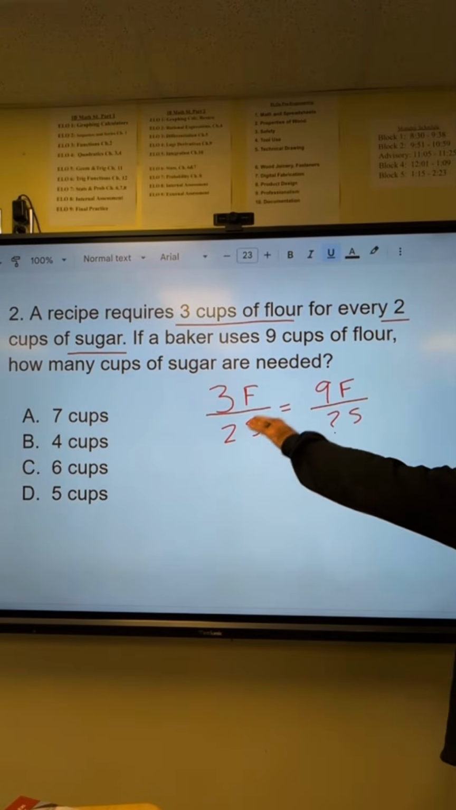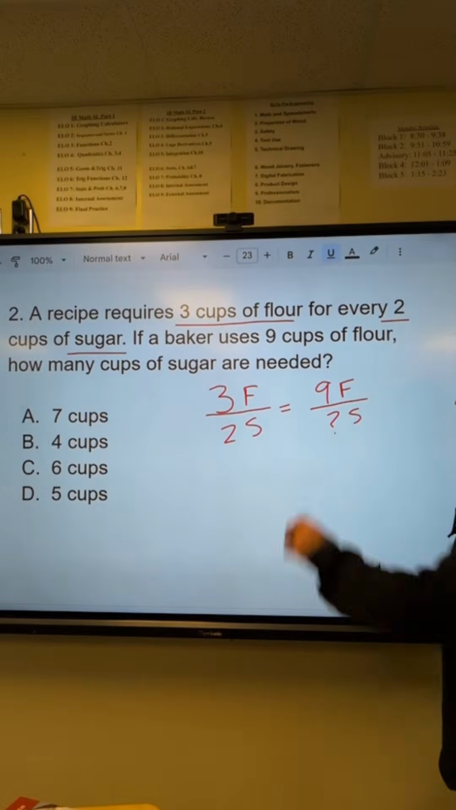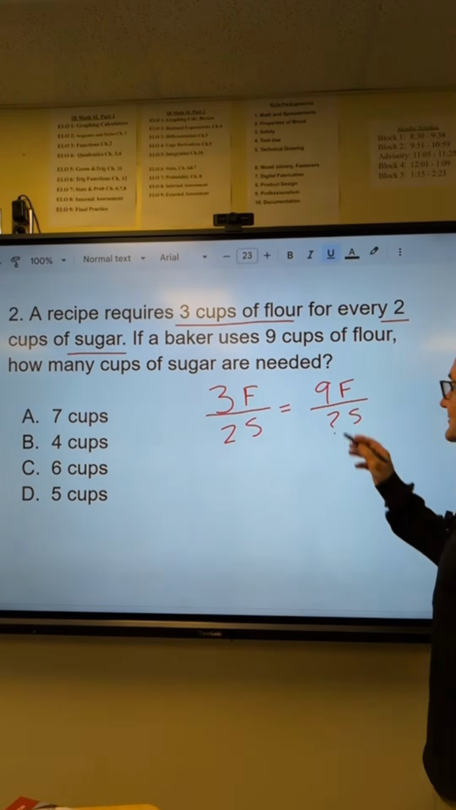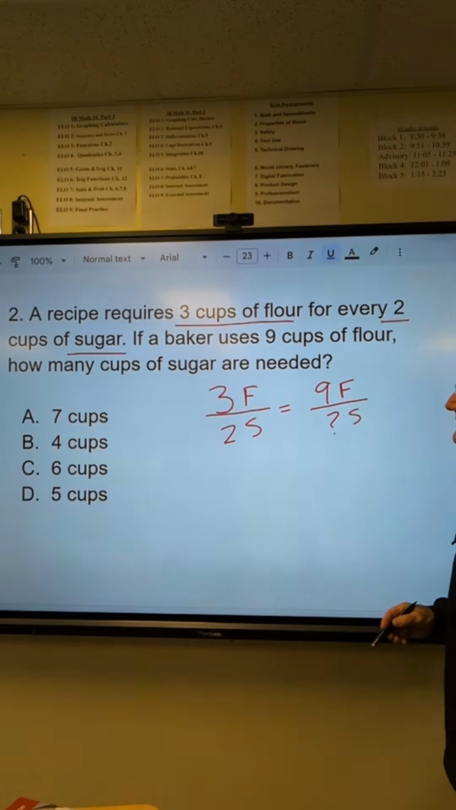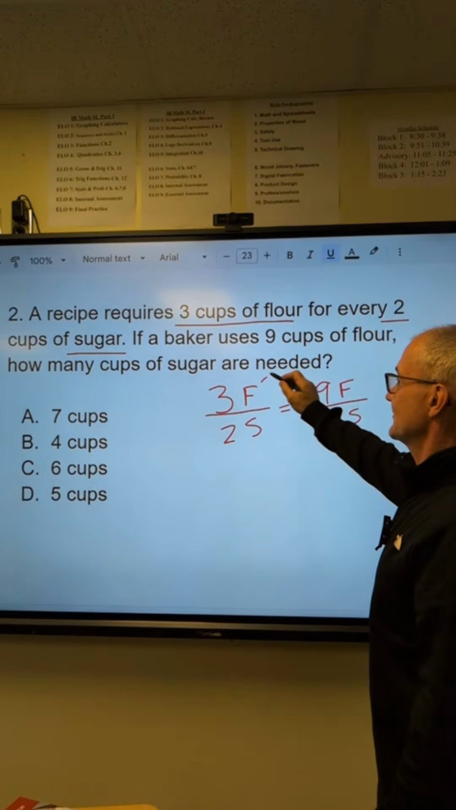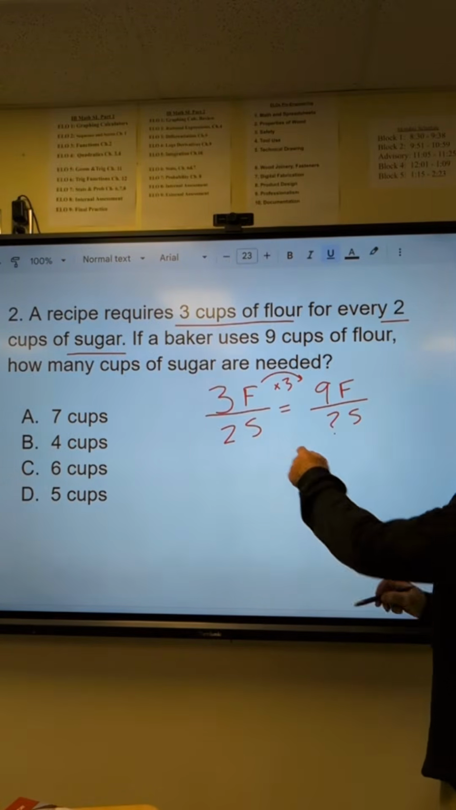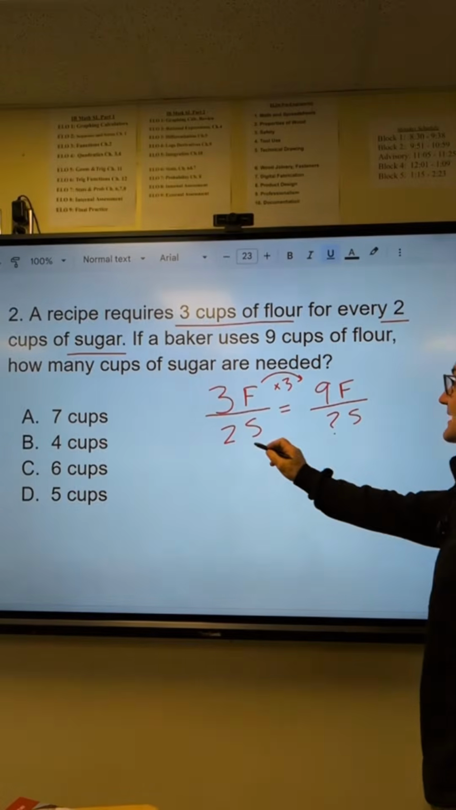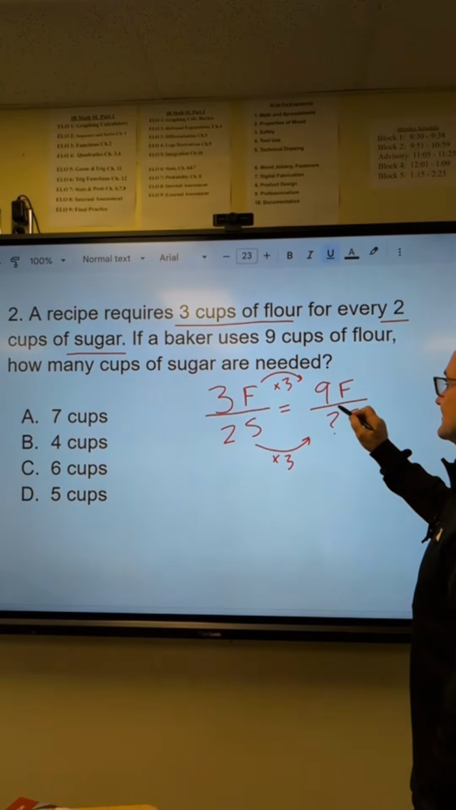So I have a ratio equal to a ratio. That's a proportion. I could cross multiply. This is my unknown. I could call it a question mark, or I could call it x. I could say 3x equals 18. The other way I could do it too is say 3 times what equals 9. 3 times 3 equals 9. If I multiply this by 3, I have to multiply this by 3 as well. 2 times 3 is equal to 6.